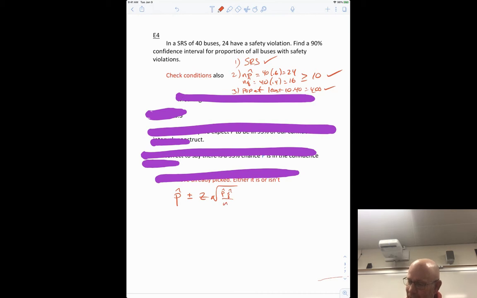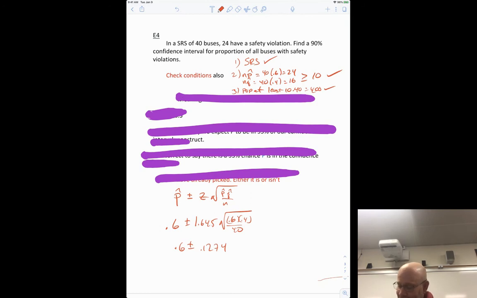So our p hat, remember, is the 24 out of 40, which is 60%, plus or minus, since we're doing a 90% confidence interval, that's 1.645 times the square root of 0.6 times 0.4 over 40. 0.6 plus or minus 1.645 times the square root of 0.6 times 0.4 divided by 40, 0.1274.